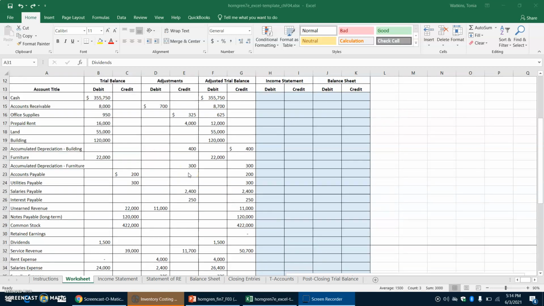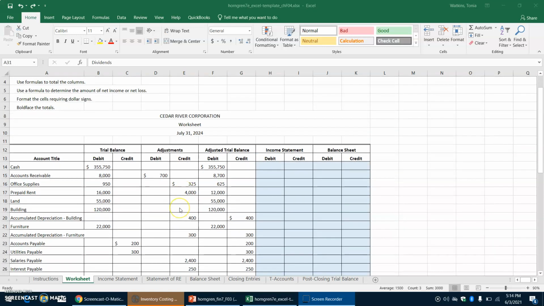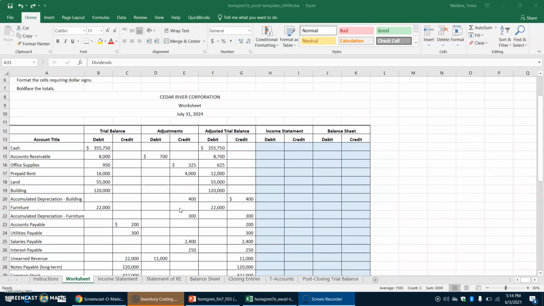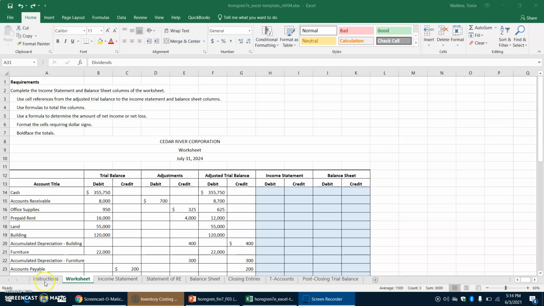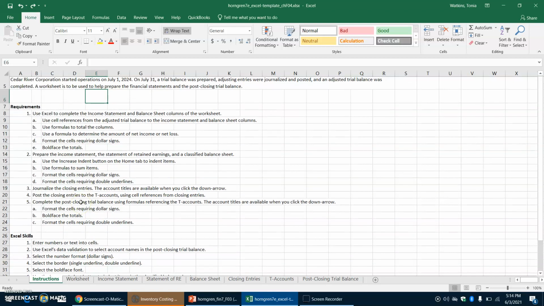Hi class, in this video we'll be going over closing journal entries. So I have an Excel worksheet on the screen, and this is just an example problem that I grabbed from my accounting lab. It actually corresponds to PF4-41, so this can be located in my accounting lab under the study plan.